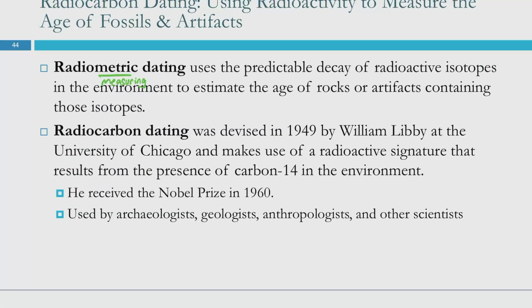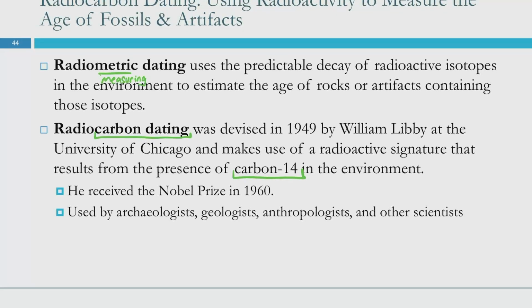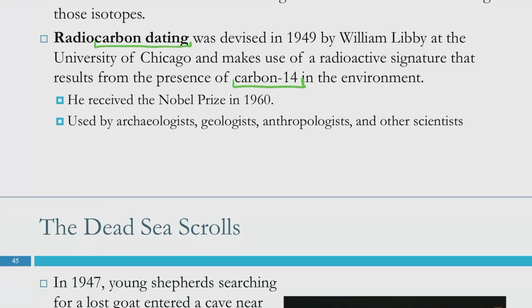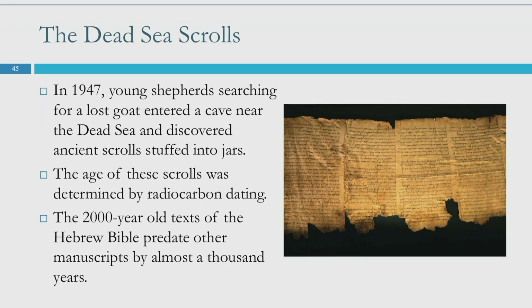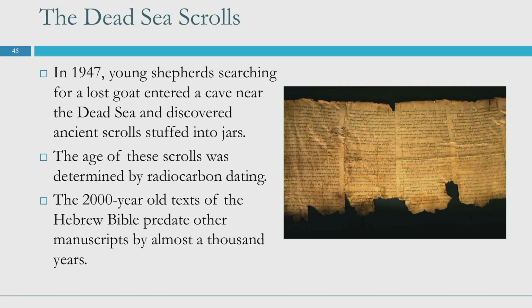Radiocarbon dating is the one that you've probably heard about, or just carbon dating, devised by William Libby in the late 40s. It makes use of the radioactive signature of carbon-14 in the environment. We'll talk a little bit more about this. One example of this is the Dead Sea Scrolls. I'm sure there's lots of other good examples, but this is the one that's in our book.